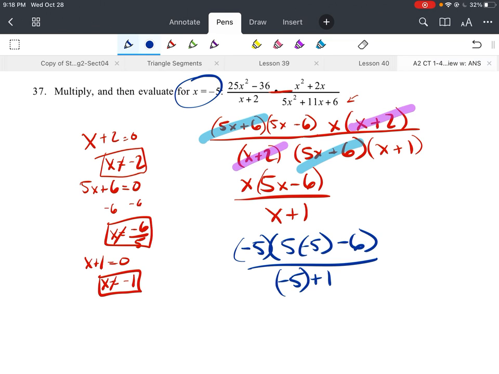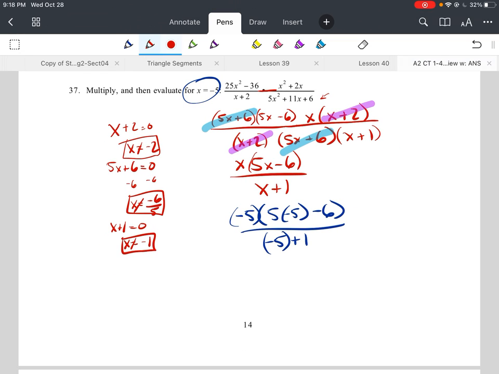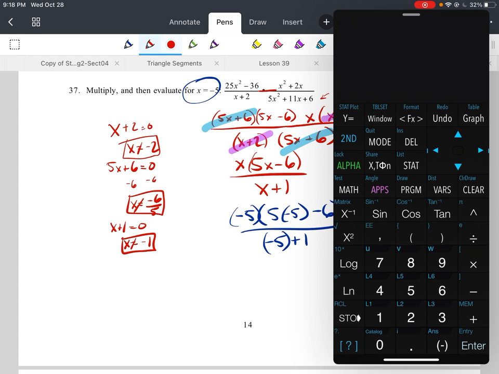So let me do that and make sure. It's also easy to see where you put them in as well. So, all right, let's solve this thing here. This is 25, negative 25 minus 6. Let's do it in the calculator. So I'll do negative 25 minus 6 times negative 5 divided by negative 5 plus 1 is negative 4, divided by negative 4.